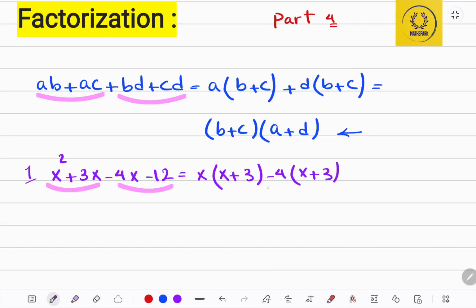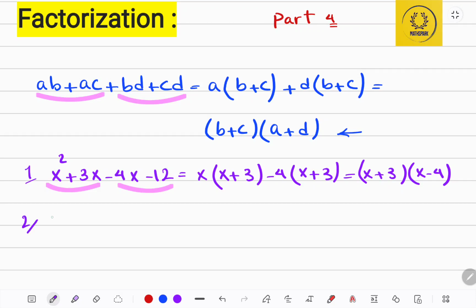And you can see both end up with the same bracket, x plus 3. So factor out x plus 3. We have x minus 4. So this is the answer of the first example. Dive into the second one.